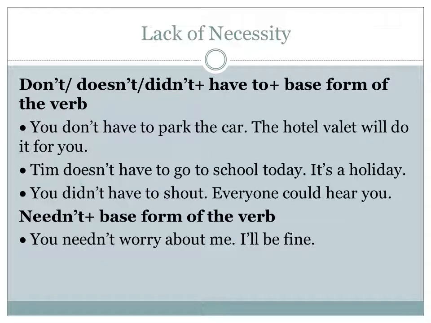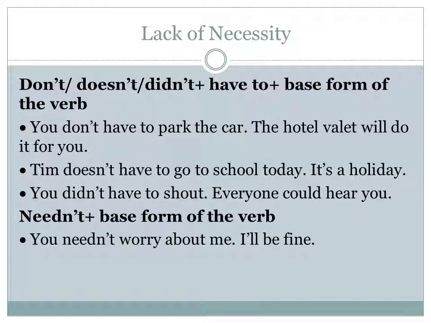lack of necessity بستخدم يا إما don't or doesn't or didn't plus have to plus base form of the verb. يعني نقول you don't have to park the car. the hotel valet will do it for you. Tim doesn't have to go to school today. مش هيقدر ما راحش المدرسة النهاردة. it's a holiday هو في أجازة.